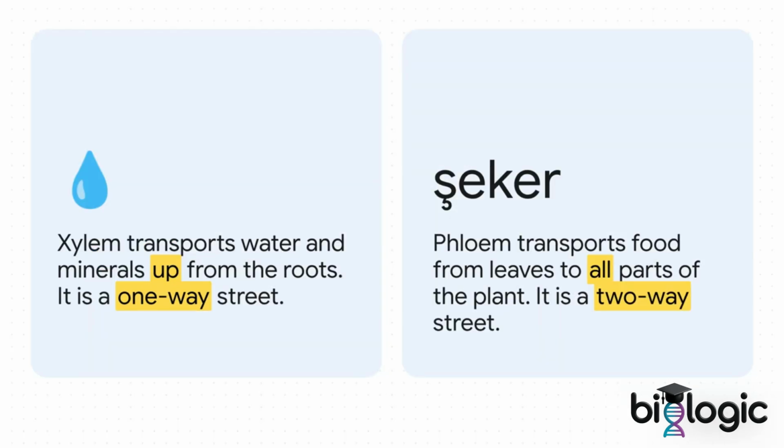Of course, a plant also needs a good plumbing system, and that's where two other complex tissues come in, xylem and phloem. Just think of xylem as a one-way water pipe, pulling water and minerals up from the roots to the leaves. Phloem, on the other hand, is like a two-way food delivery service, taking the sugary food made in the leaves and sending it to every other part of the plant that needs energy. It's a beautifully efficient system.